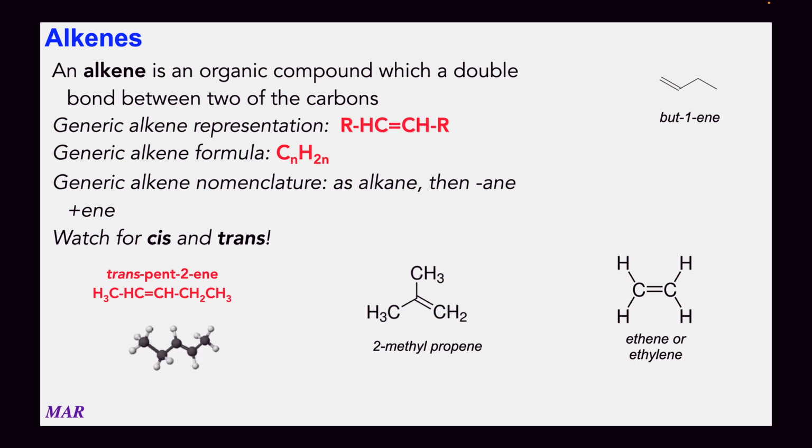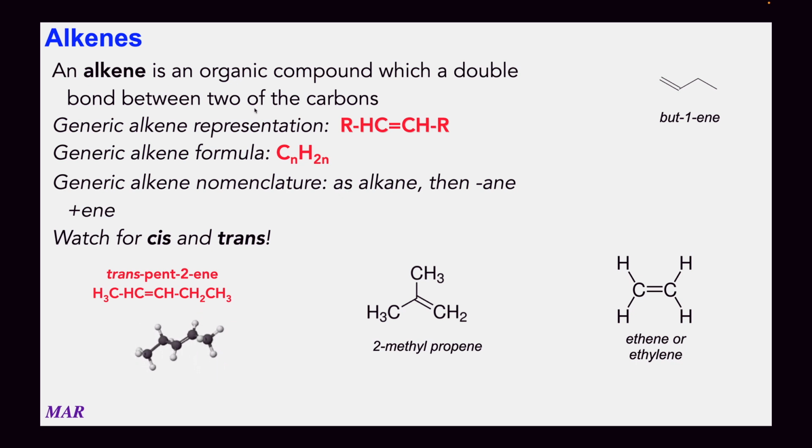So that's why, for example, in the lower left, it's pent-2-ene. The double bond starts at the second carbon. That's why it's pent-2-ene. Methylpropene there, 2-methylpropene, and ethylene or ethene is its common name. They don't really need numbers; they're too small. Cis and trans we'll talk about here in a little bit, and they're really important.